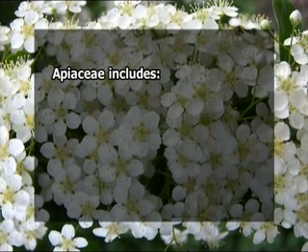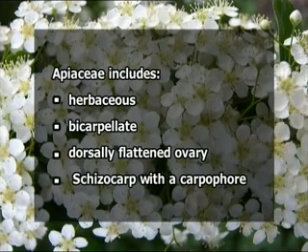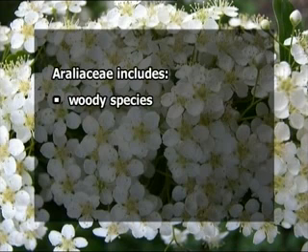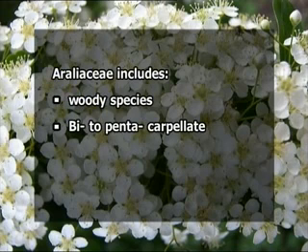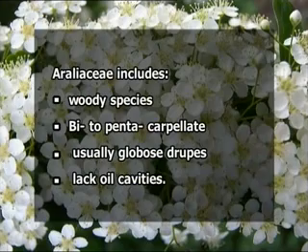While the family Apiaceae includes herbaceous taxa having a bicarpellate, dorsally flattened ovary, and their fruits are schizocarps, which have a carpophore and oil canals called vittae. On the other side, its sister family Araliaceae includes not herbaceous taxa but woody taxa, having not always a bicarpellate but a bicarpellate to pentacarpellate ovary. They have not schizocarps as a fruit, they have globose drupes, which characteristically lack oil cavities.